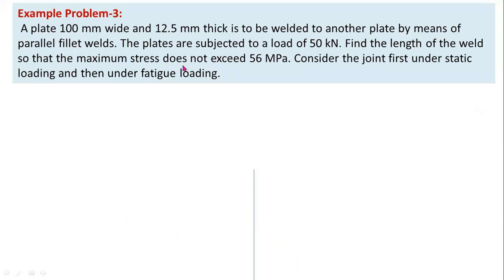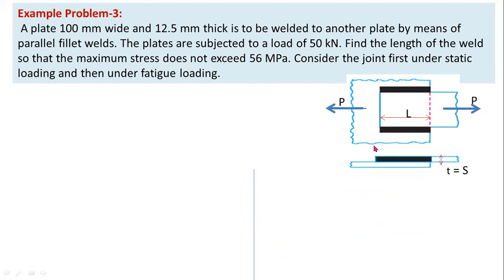Now this is the question for problem number 3. This problem is also related to parallel fillet weld. A plate 100 mm wide and 12.5 mm thick is to be welded to another plate by means of parallel fillet welds. The plates are subjected to a load of 50 newtons. Find the length of the weld so that the maximum stress does not exceed 56 megapascal. Consider the joint first under static loading and then under fatigue loading.